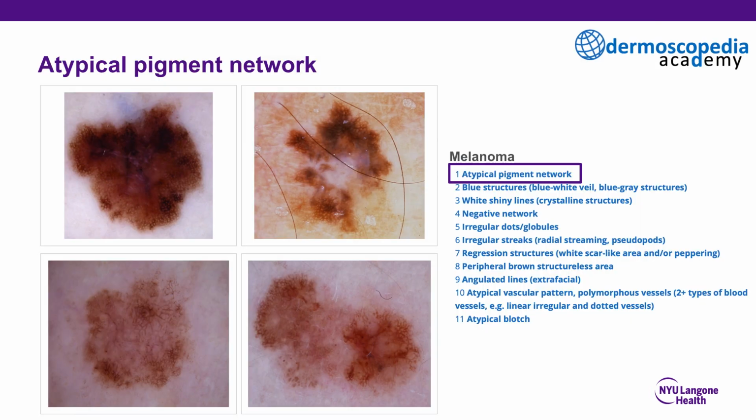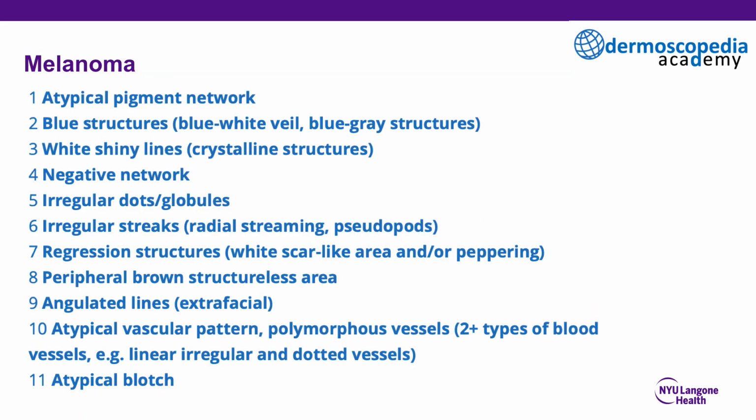Let's take a look at this lesion. What really jumps out to me here is the network. So some areas are a little bit thinner, some areas have a little bit of a thicker, heavier network. And this is a great example of that atypical pigment network that you can see in a melanoma. Here are 4 other exemplar images that you'll be able to find on our website, Dermoscopedia Academy. Atypical pigment network is one of those important features to know in melanoma. And you can see here the rest of the list of those important dermoscopic features to know for melanoma.